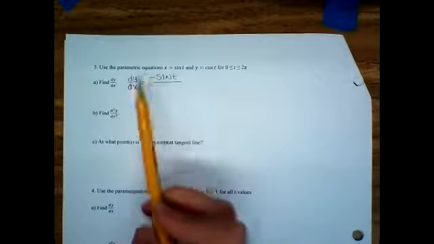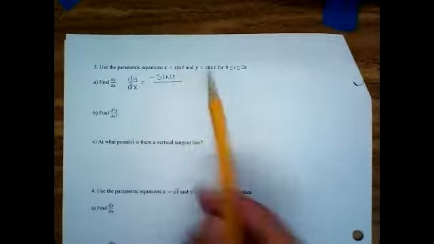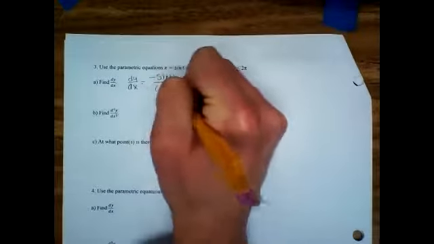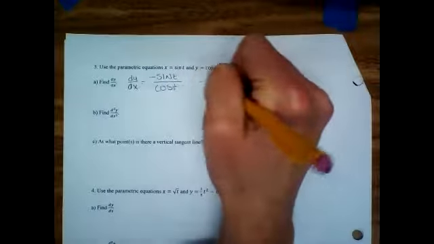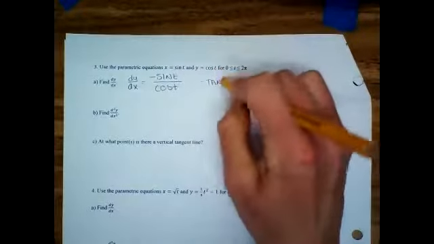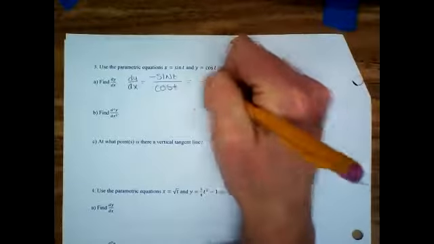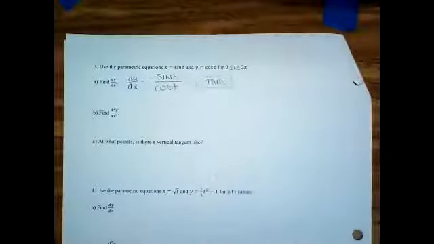And then we're going to do derivative of x. So derivative of sine, cosine. And then we can reduce that. Sine over cosine gives us what? Tangent. So this would be negative tangent. All right, so that's our first derivative.